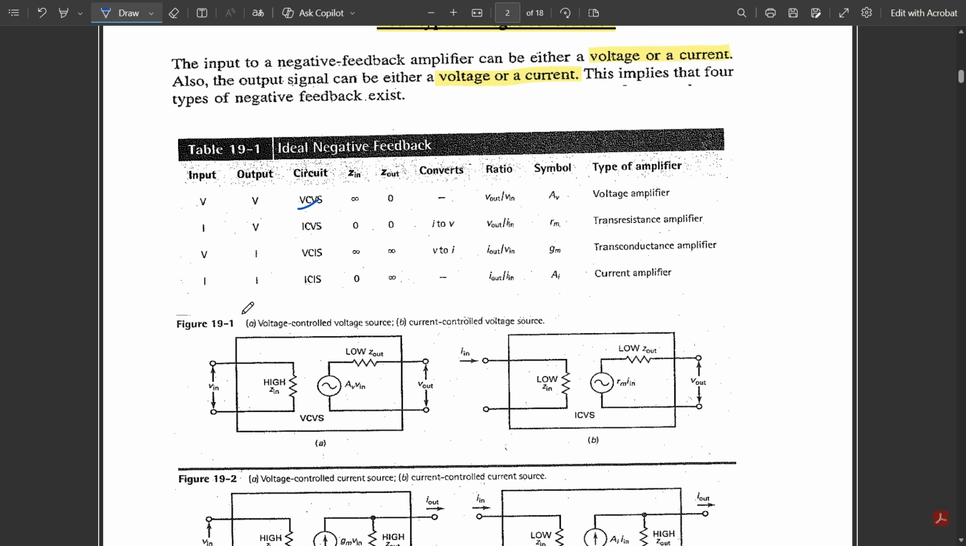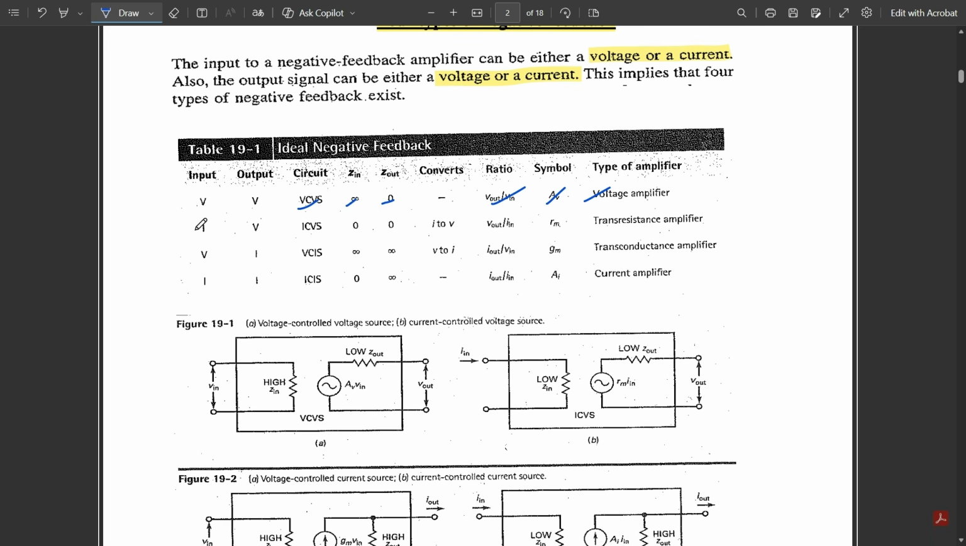Okay, hope this is clear. Here, high input impedance means that Z in is infinity. Low output impedance means that Z out is equal to zero. Okay, then we are having the ratio. It won't be converting anything, because both the input and output are voltages only. Now here, the ratio is V out by V in. Okay, V out by V in is the ratio. Symbol is AV. Then the type of amplifier, it is a voltage amplifier. Okay, because on the input and output side both voltages are getting operated. Okay, so this is all about the voltage controlled voltage source.